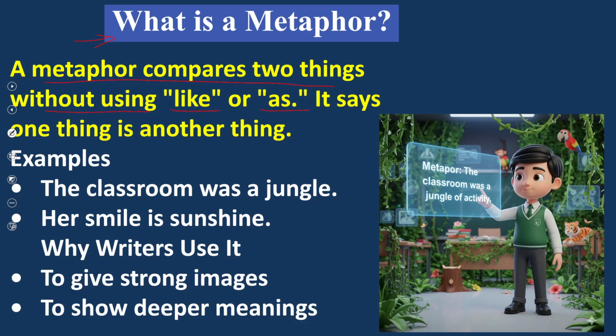Now we have discussed, one thing is another thing. It says, what does it mean? Metaphor says one thing is another thing. It means in metaphor, one thing is made the other thing. Now look at these examples. The classroom was a jungle. Yes, the classroom has become just like a jungle. It has become a jungle, right? Her smile is sunshine. Her smile has become sunshine.